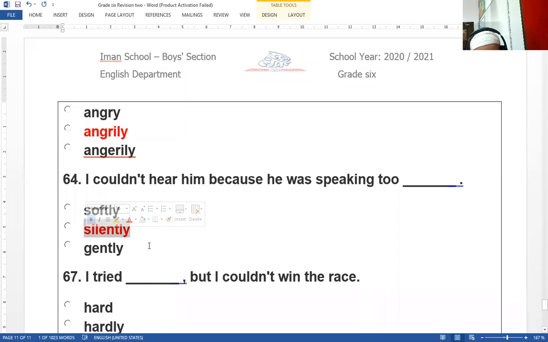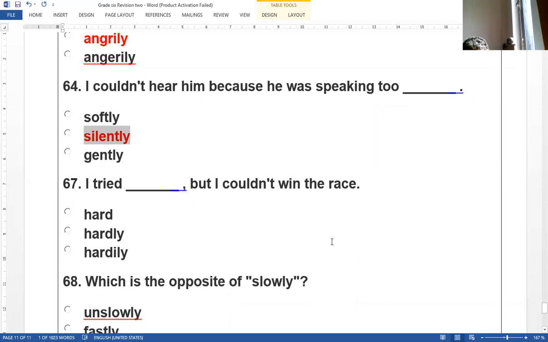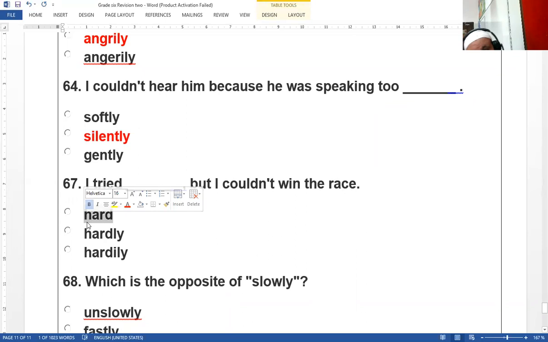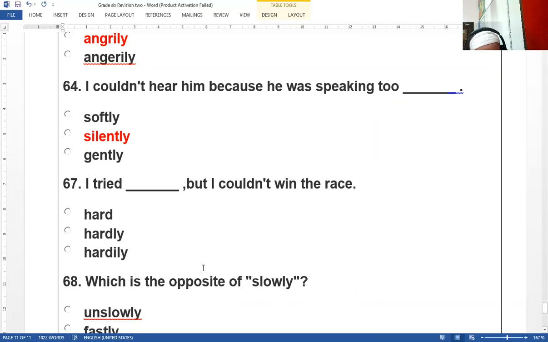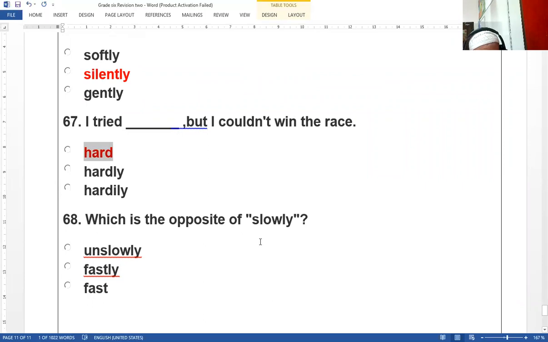Do you understand? Yes. I tried, but I couldn't win the race. I tried hard. Hard, fast, and late, my dear students, we don't put -ly to them. We don't put -ly at the end of them to get the meaning we need. I tried hard, not hardly, because hardly gives another meaning. I tried hard means I worked hard. The next one, my dear Tamim, which is the opposite of slowly? Slow.